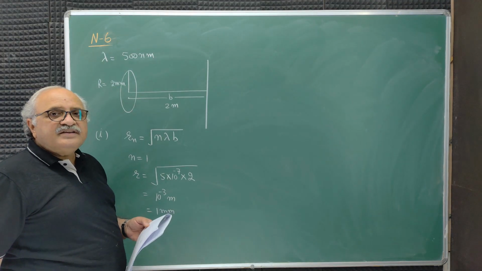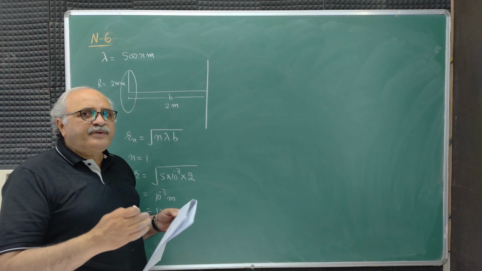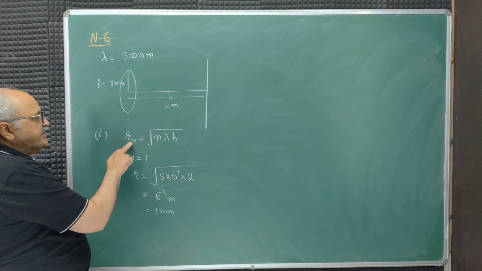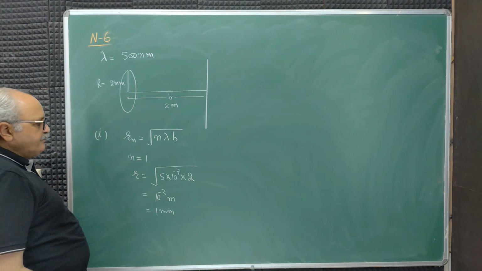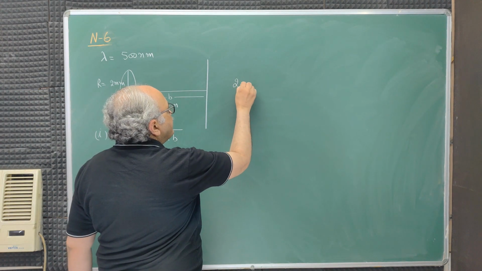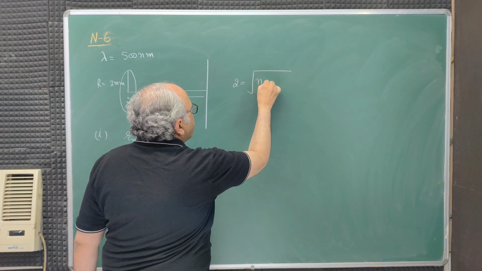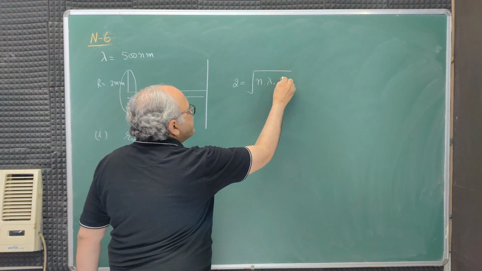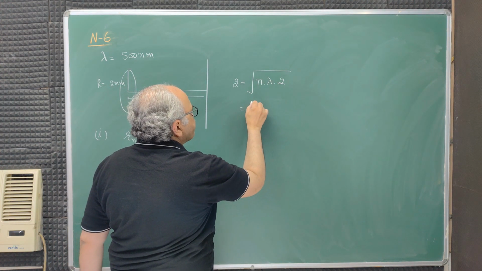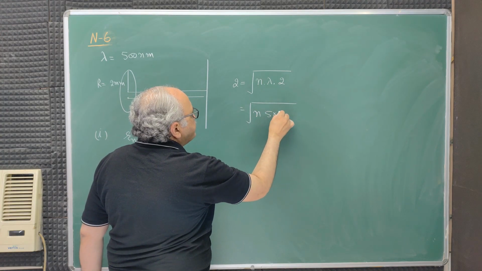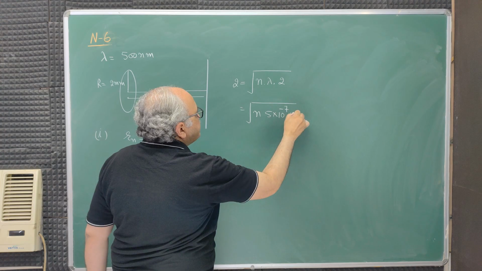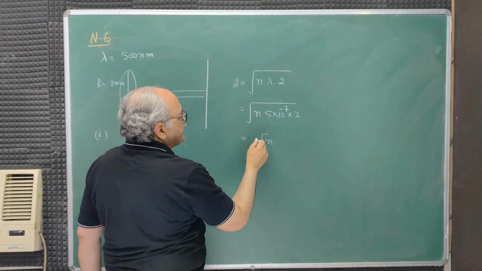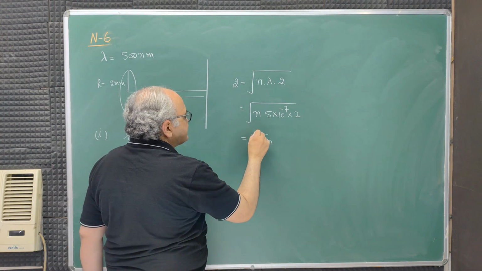In the second part, he asks how many such half period zones can be accommodated in it. To find out, let's take this radius this time to be the radius of the circular aperture, that is 2 mm, and this is the maximum number possible: root of n lambda multiplied by the distance b, which is 2. Wavelength given is 5 into 10 to the power minus 7 multiplied by 2, under root of n, and this comes out to be 10 to the power minus 3.